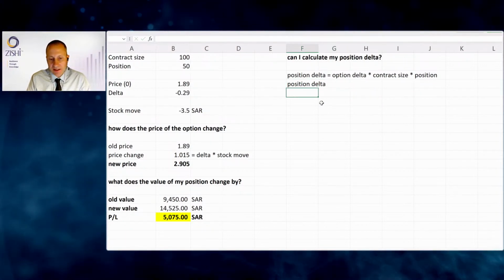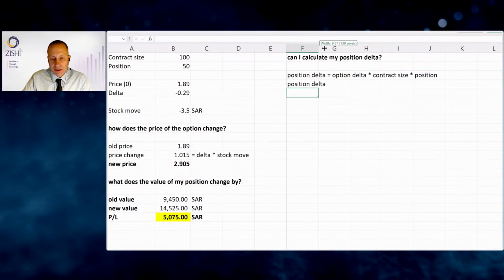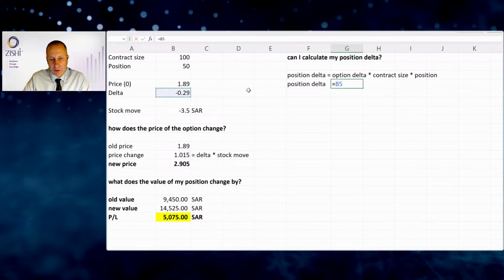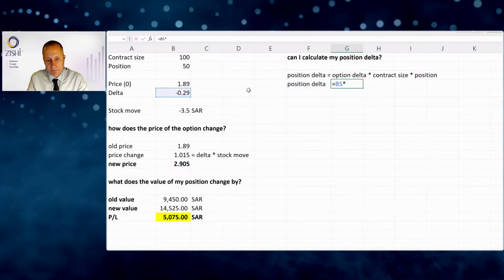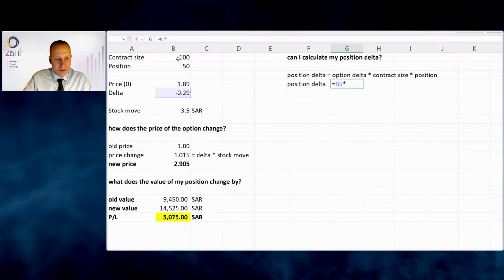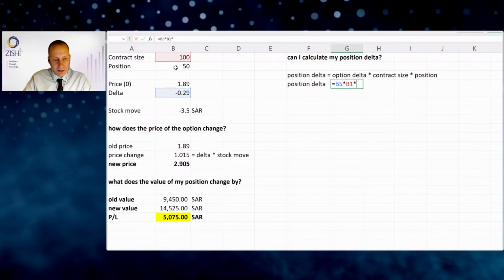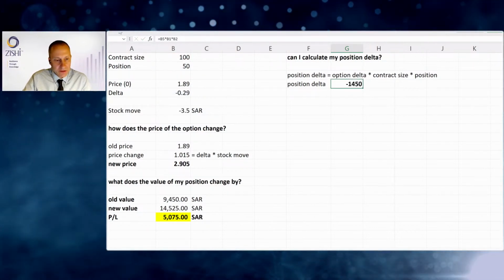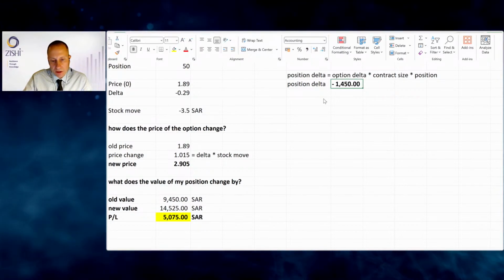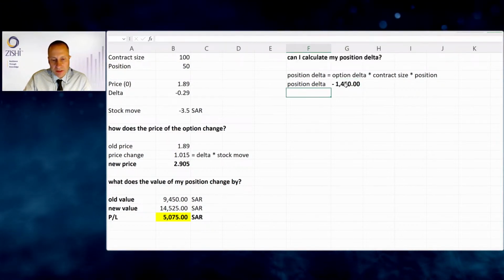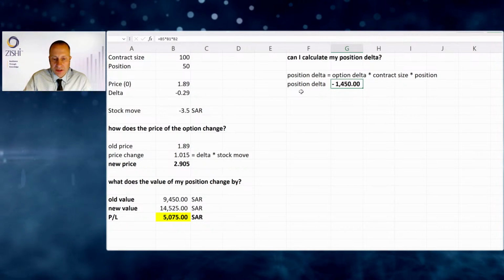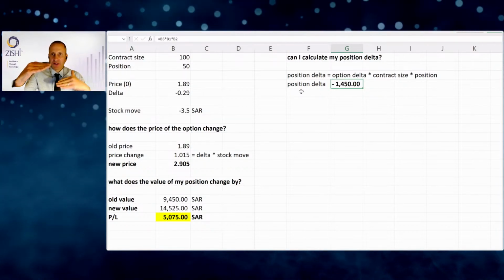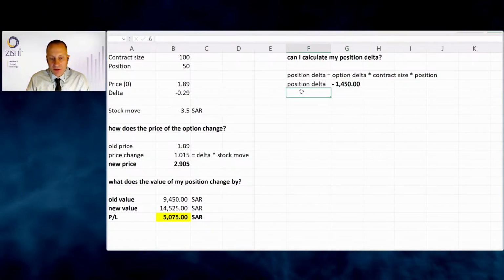If I actually now calculate this as a number, my position delta is equal to the delta of the option, negative 0.29, multiplied by the contract size, multiplied by our 50 contracts. So there you can see I got a position delta of 1,450, and this is a short position because I will make money as we get a negative movement in the stock, and I will lose money as we get a positive movement.